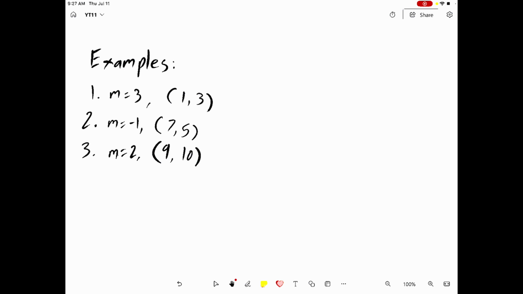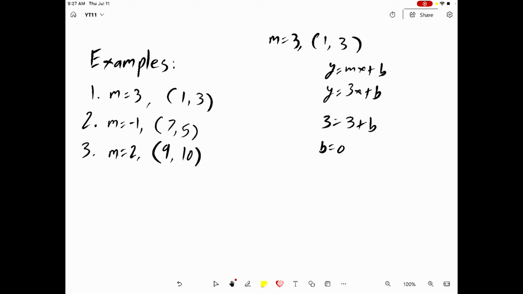Our first example is m is equal to 3 and the point (1, 3). We have to convert that into slope-intercept form. So if we rewrite the problem down, (1, 3), first we have to start by writing y is equal to mx plus b, then y is equal to 3x plus b. And now we substitute x is equal to 1 and y is equal to 3. So this becomes 3 is equal to 3 plus b. b is equal to 0. So what we get here is y is equal to 3x is our answer.